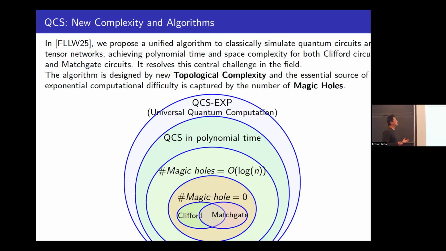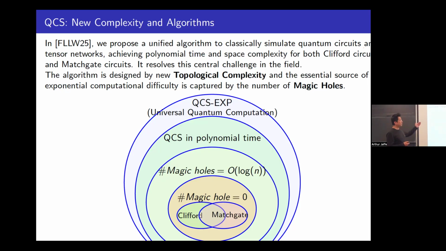And now this resolves the central challenge, and also we now understand more, since this algorithm is designed by a new complexity that's topological. And that's just as we expected at the beginning, but now we really understand what's going on in this topological complexity. And what is the essential source of the computational difficulty? Like the magic, what's the magic in this work? And that's captured by the magic hole. Later we will see the meaning of magic hole. And then we can summarize the result in this picture.